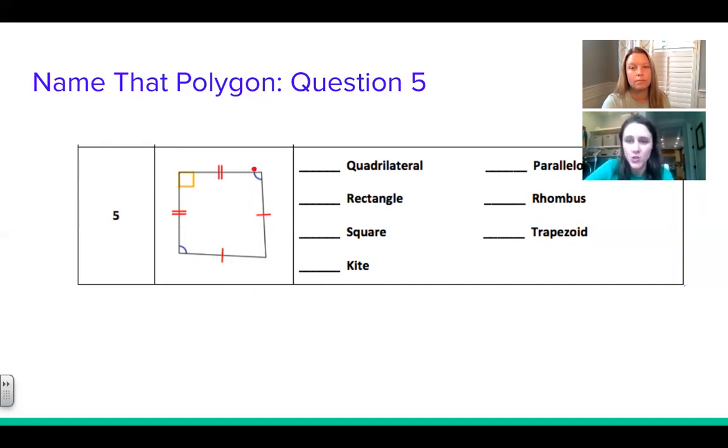And then over to the rhombus, trapezoid, and parallelogram, it does not fit any of these. The rhombus, it would have to have 4 sides that are the same. It does not. The trapezoid would need 1 pair of opposite parallel sides. It does not have that. And then the parallelogram, it must have opposite sides congruent and parallel. So it is just a quadrilateral and a kite.